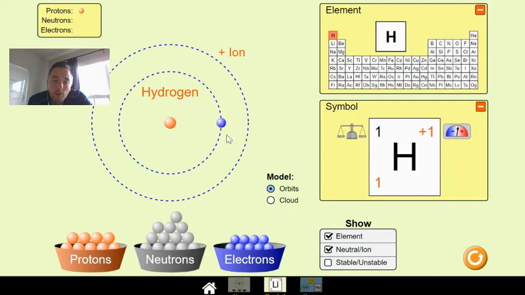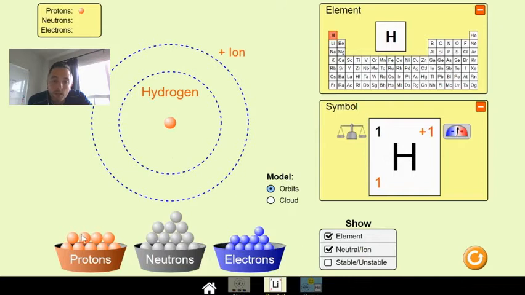If a hydrogen loses its electron, what's kind of weird about it is it's just a proton flying around. And sometimes in biology class, we'll talk about hydrogens floating around as just being protons, like a proton pump. It can pump hydrogens across the cell one way or the other.